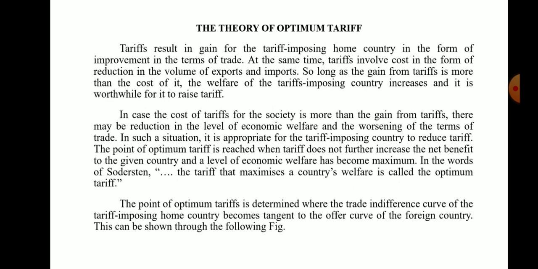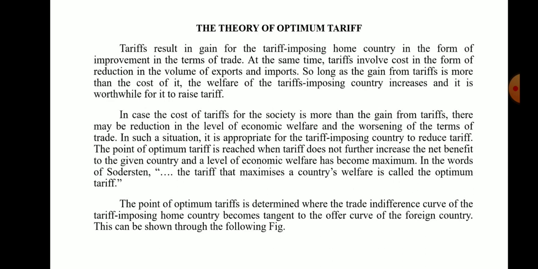So long as the gain from tariffs is more than the cost of it, the welfare of tariffs imposing country increases and it is worthwhile for it to raise tariff. In case the cost of tariffs for the society is more than gain from tariffs, there may be reduction in the level of economic welfare and the worsening of terms of trade. In such a situation, it is appropriate for the tariff imposing country to reduce tariff.